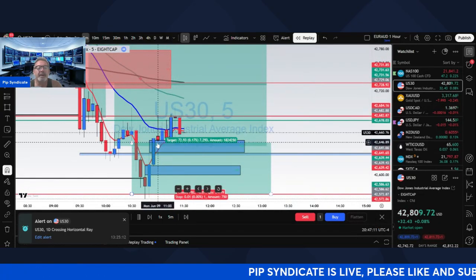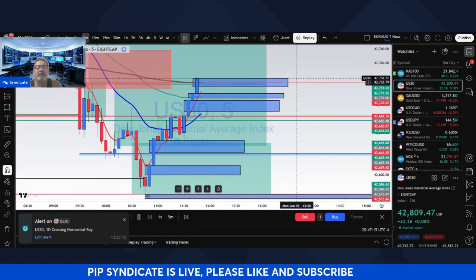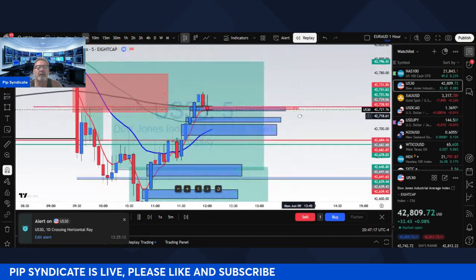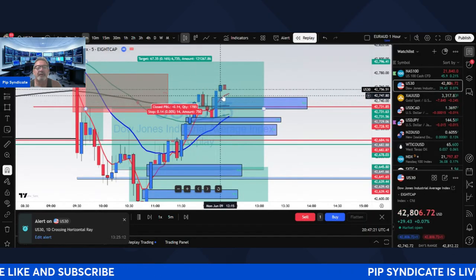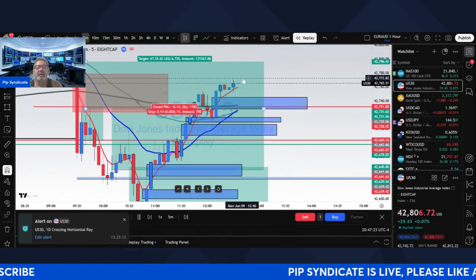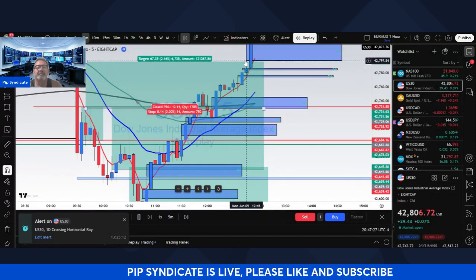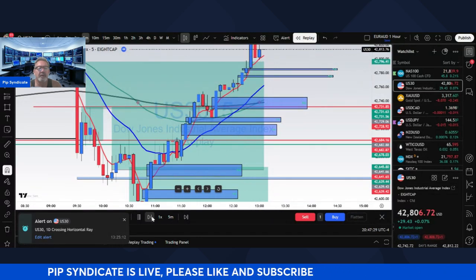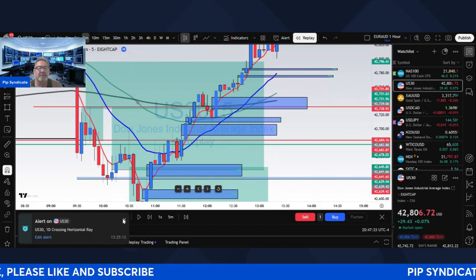Okay, when this went here, I closed, took the profit. I closed again here, took profit. And then long story short, guys, it came up here eventually, and I got full profit right there. Boom. So that's the trade, guys. That's the trade we took this morning.